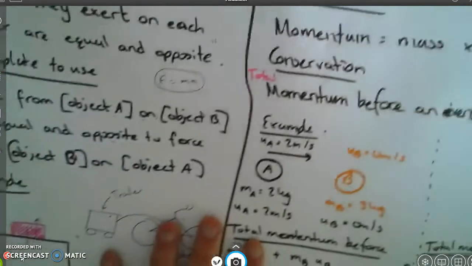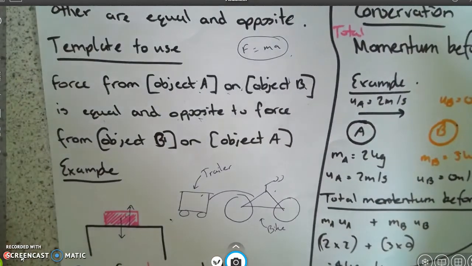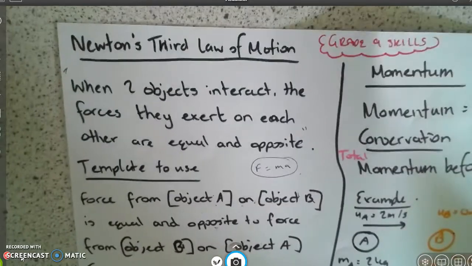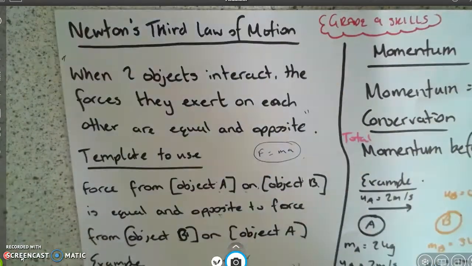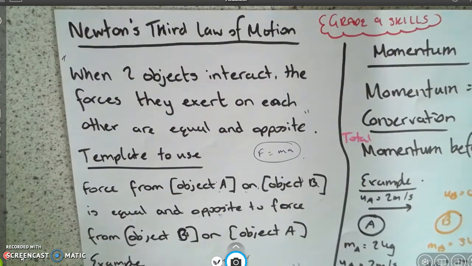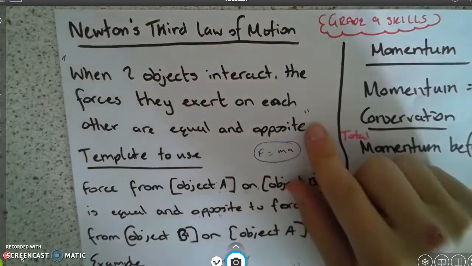Another grade 9 skill that is often really badly written in textbooks is Newton's third law of motion. Even in your textbooks or revision guides, it is given as "every action has an equal and opposite reaction." Now, looking at the mark schemes and this new GCSE, that's not specific enough and is not fit for purpose.